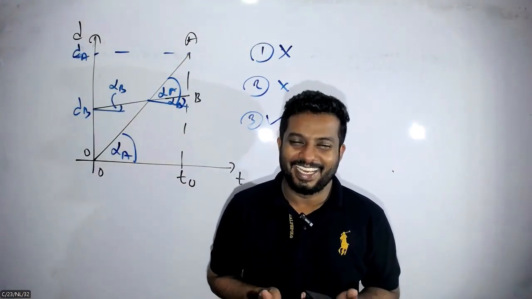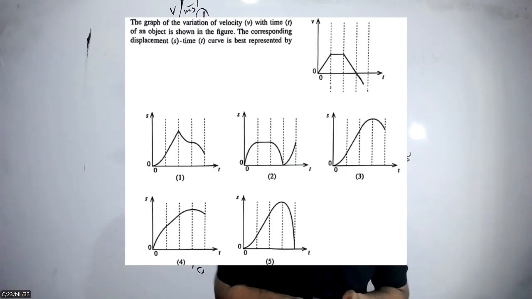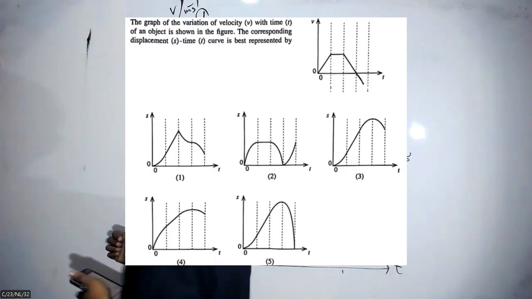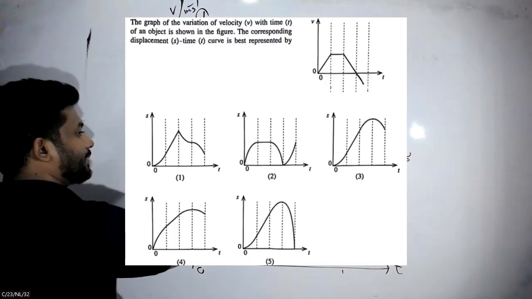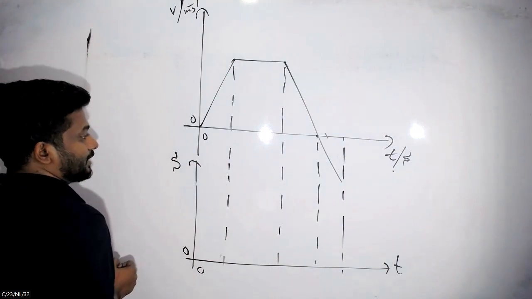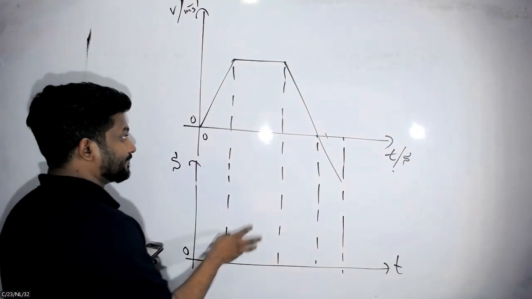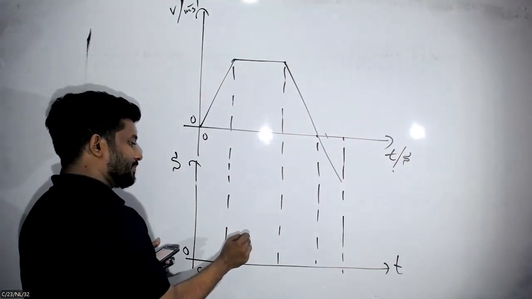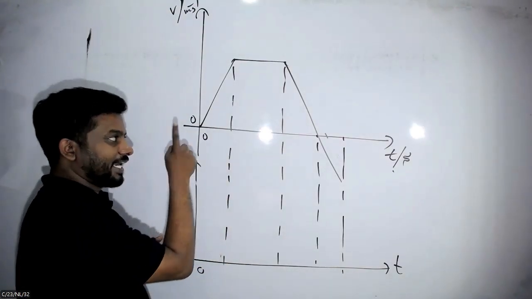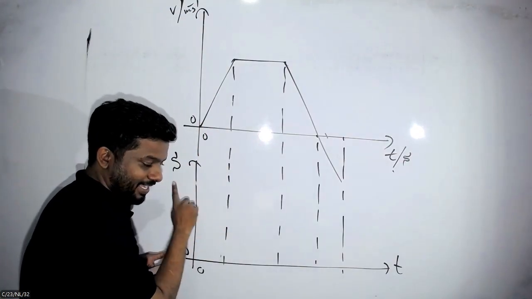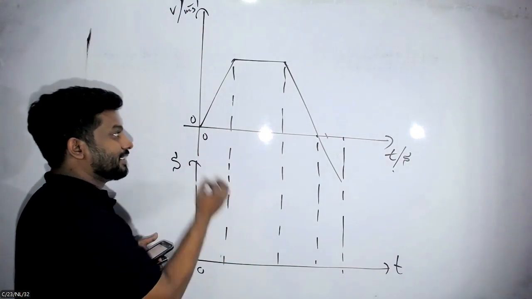Right? Let's see the next question. Right, let's see question number 2. In question number 2, they have given a velocity time graph. You need to identify the correct displacement time graph. You should remember, when you consider the gradient of a displacement time graph, you will obtain the velocity. That means this is the variation of the gradient of this ST graph, right?